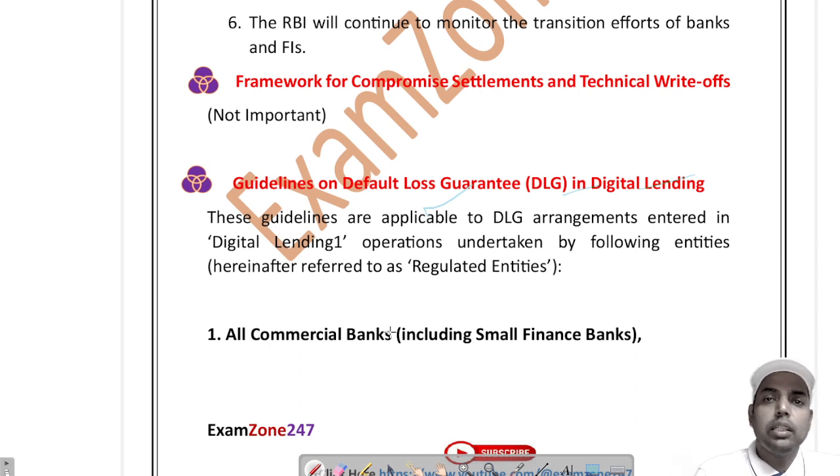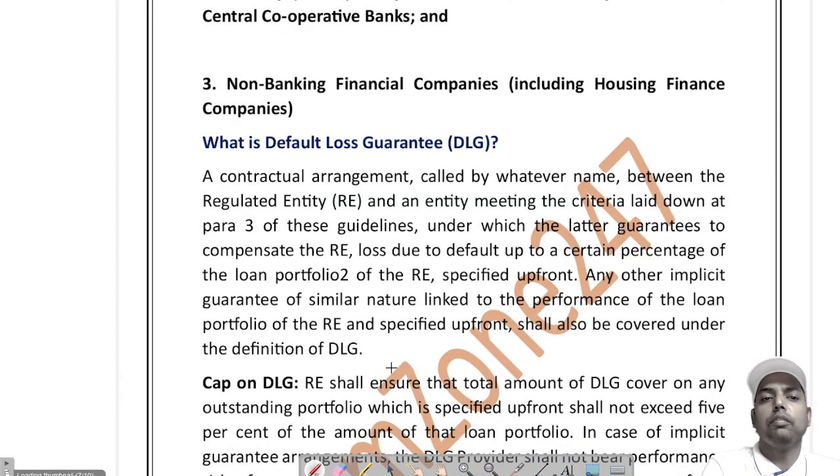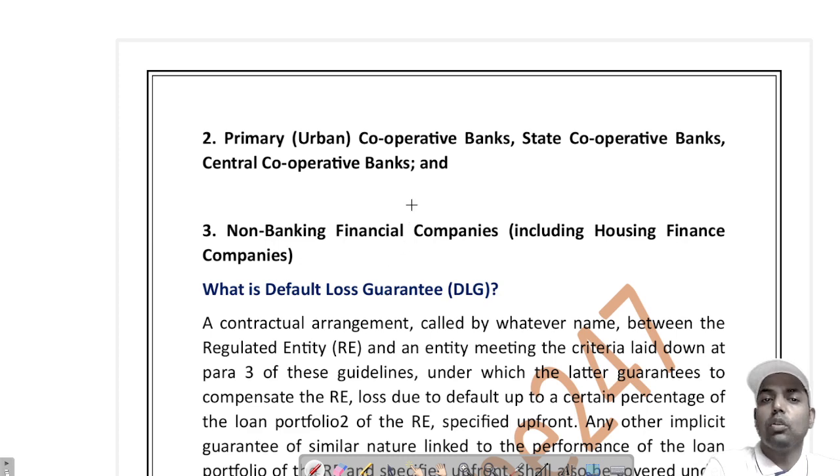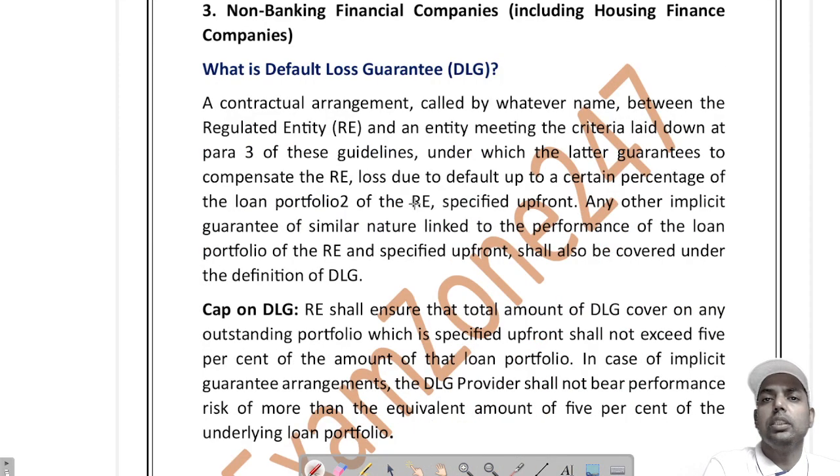Even nowadays banks are also providing digital lending. All commercial banks, including small finance banks, primary urban cooperative banks, non-banking financial companies, including housing finance companies, are applying for digital lending. What is default loss guarantee? A contractual agreement between the regulated entity. What is the regulated entity? The entities that are regulated by a central entity, like it may be regulated by RBI, NABARD, or SEBI.